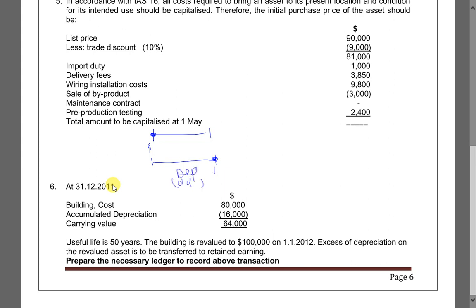So the value will go down, correct? Then you revalue up, so the revaluation will be higher than last year, because we depreciated, then you revalue even higher. The point you have to be careful about here is the depreciation. If revalued at the beginning, depreciation will be based on the new amount. Revalued at the end, old amount. This one is revalued on 1st January, meaning the beginning. So revalue first, then only we depreciate. Excess depreciation is to be transferred to retained earnings.